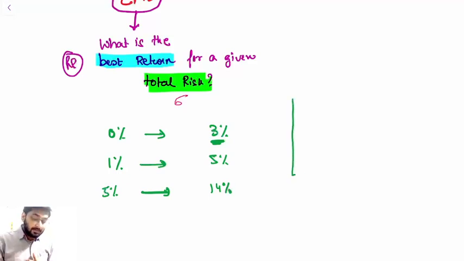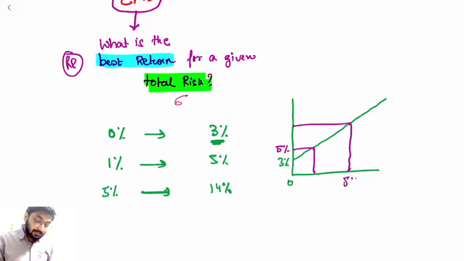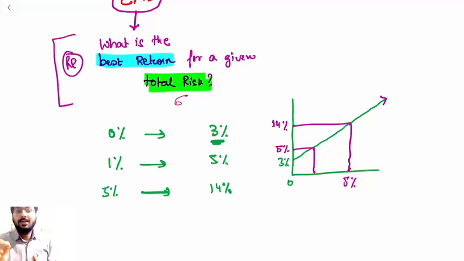Clear? So you will see that the diagram of the capital market line is something like this, where you will get 3% over here at 0% risk, and when you move ahead to 1%, your return increases to 5%, and when your risk has increased to 5%, your return has increased to 14%. So this is a capital market line which justifies the fact that higher the risk, higher the return. So this is the question which is answered by the capital market line.